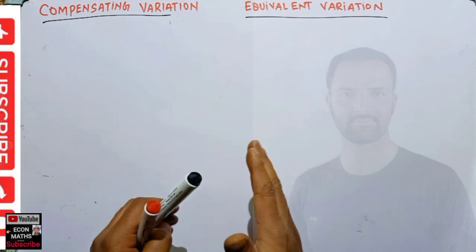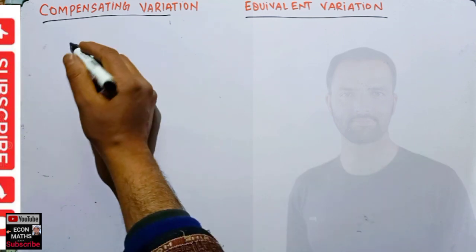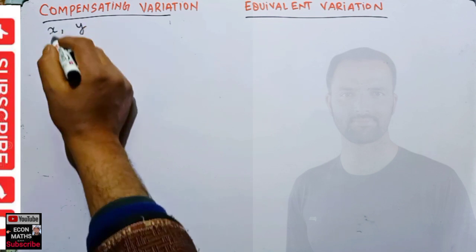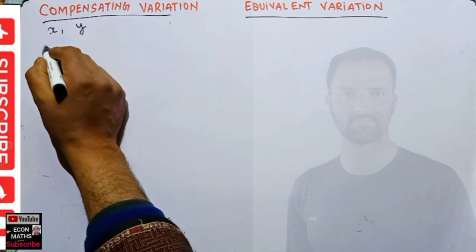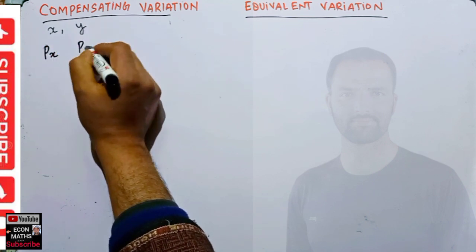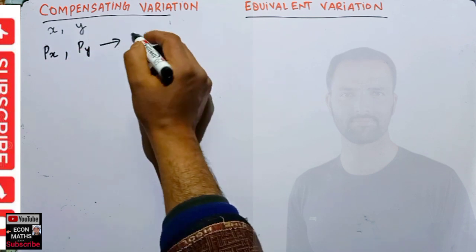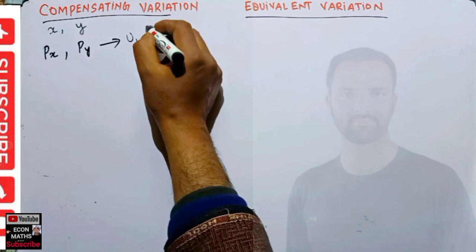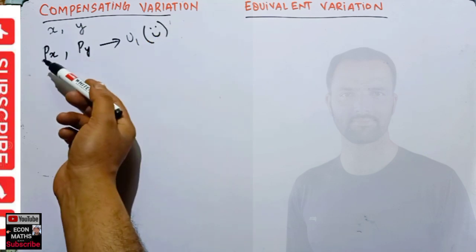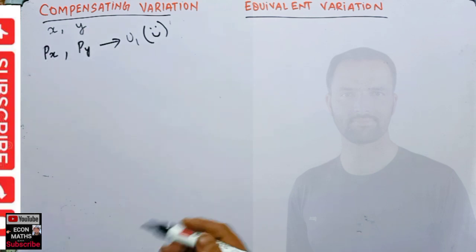Okay, so I will explain it with an example. Let's say we have a consumer. He is consuming good X and good Y, and the price of good X is Px and the price of good Y is Py. Consuming these two goods gives him utility. Let us say U1 level of utility. He is happy consuming X and Y with Px and Py as prices, and he is getting U1 level of utility.